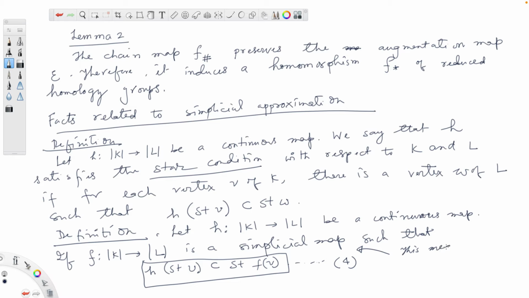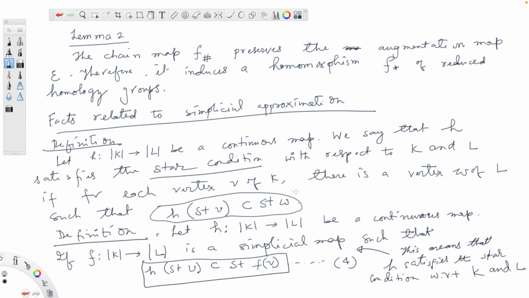This means that h satisfies the star condition with respect to K and L, all right? Because you see that in the definition of star condition, we wanted W so that this containment is fulfilled, right? In this specific case, W is equal to f of V, which means that h satisfies the star condition with respect to K and L.